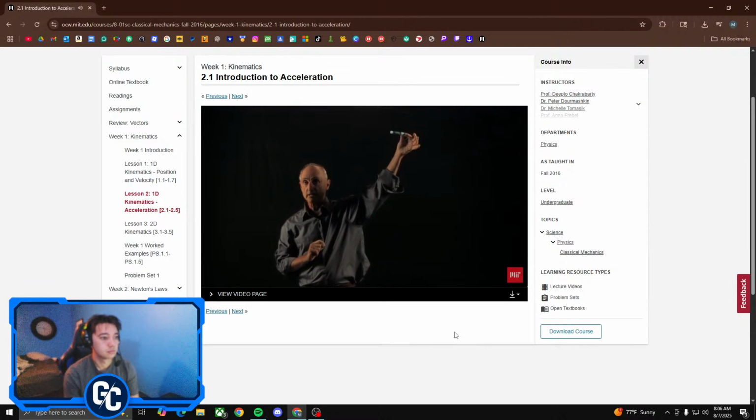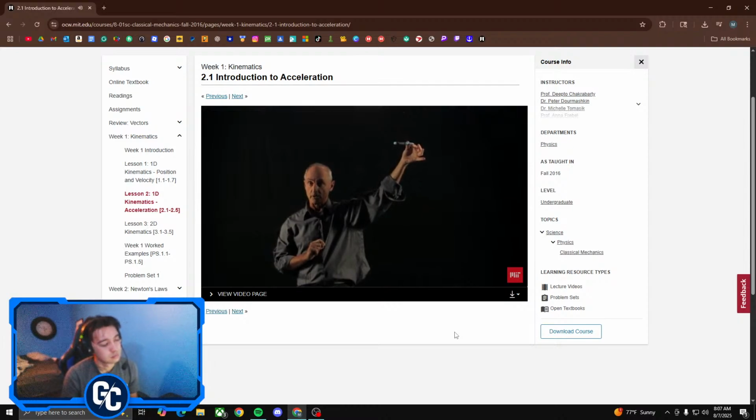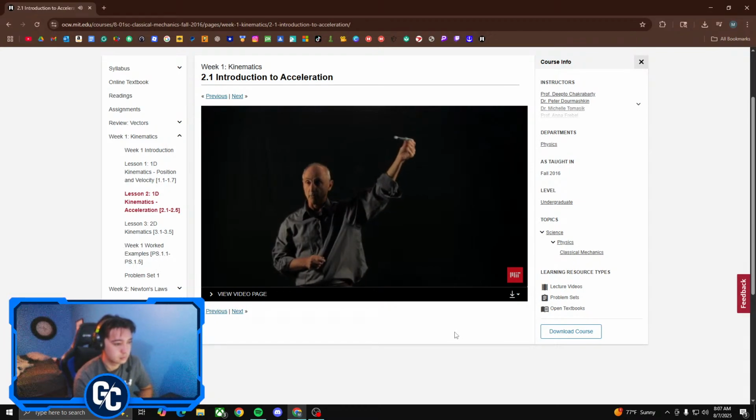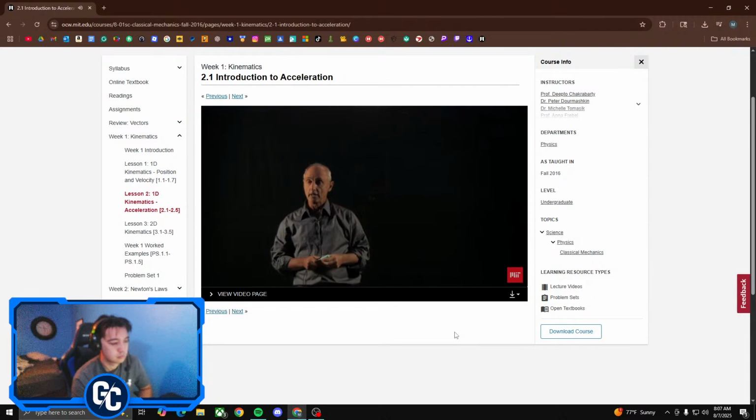When the object was at its highest point, was its velocity 0? Was its acceleration 0 or non-zero? A hint to this question is in Newton's second law, F equals ma. If there's a force acting on this object, there must be an acceleration, and that force is the gravitational force.